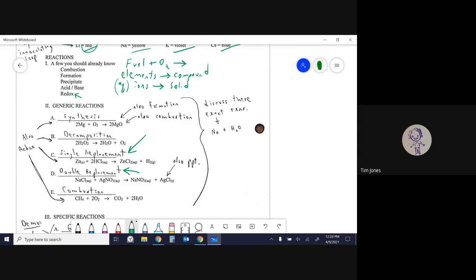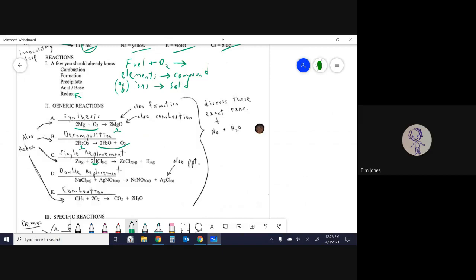First, let's just go through the 5 names and where they come from, and then we can get into the weeds a little bit. Synthesis is just multiple things combining, hence the name synthesis. So you typically see multiple reactants and 1 product. Decomposition is the opposite. You see 1 reactant and multiple products, 2 or more. Single replacement is called that because it looks like something's being replaced. In this case, it looks like the hydrogen is being replaced by the zinc.